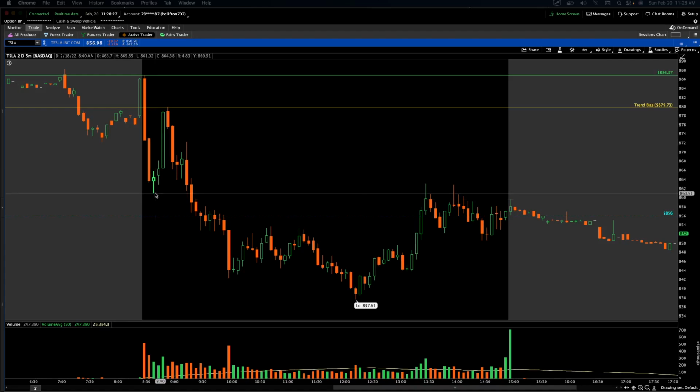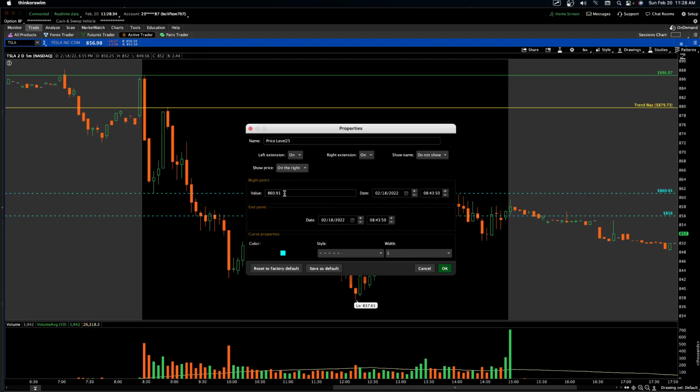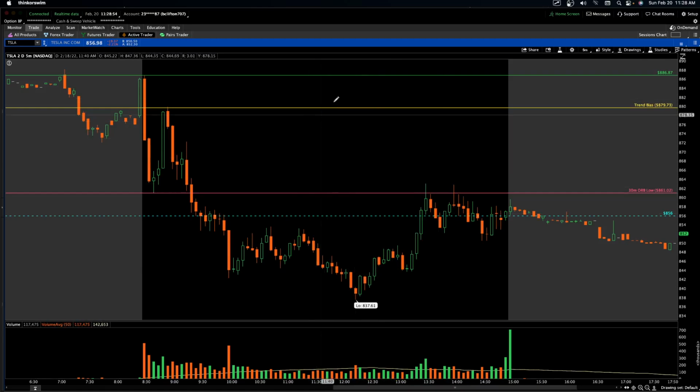So let's draw that level. When I say 861.02, all right, we're going to name this the 30-minute ORB low. We're going to show the name so everybody knows what that level is. We're going to make it red, solid line. Okay. So now we have our 3 levels identified, right? We've got our ORB high, our trend bias, and our ORB low.